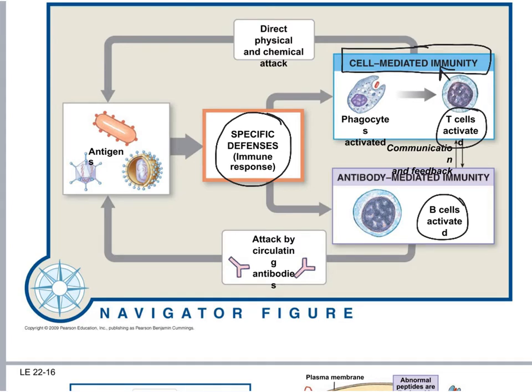And then the B cells, we say, are part of antibody-mediated immunity because once those B cells become activated, they are going to become plasma cells, and then plasma cells are going to produce antibodies. So that's why we say T cells are cell-mediated and B cells are antibody-mediated.